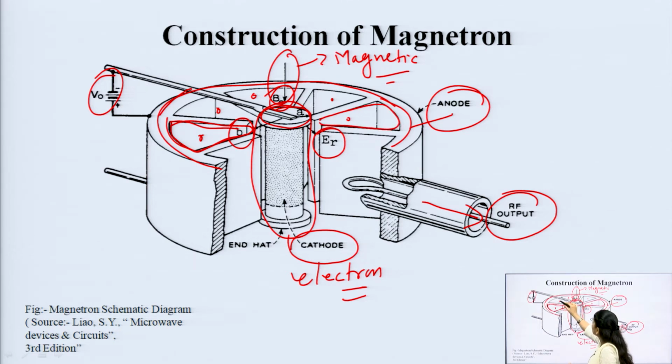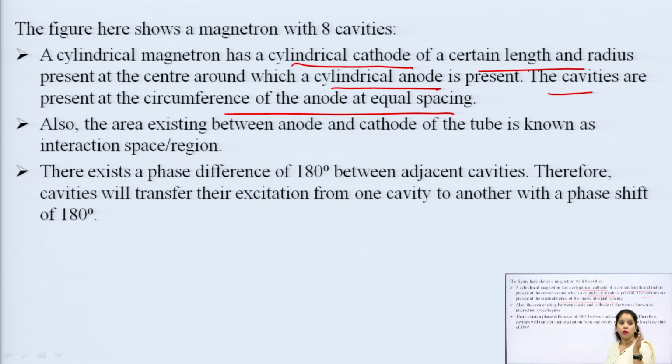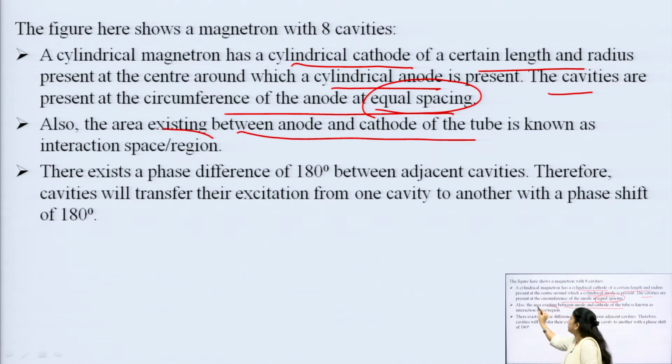You can see that the number of cavities is many in this structure also, 1, 2, 3, 4, 5, and in this way also. This is basically showing an 8 cavity magnetron. All the cavities are at equal spacing, and the area which exists between the cathode and the anode of a tube is called the interaction space, because the electron interaction with the RF signals and all the generation of oscillation occurs in this region. So, this region plays a very important role.